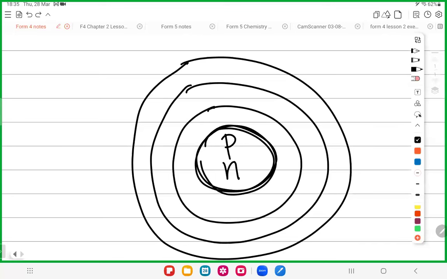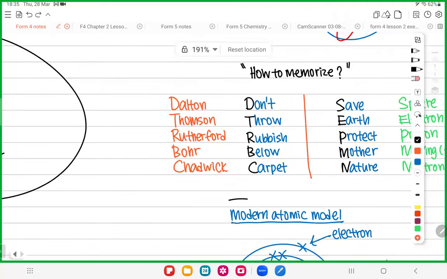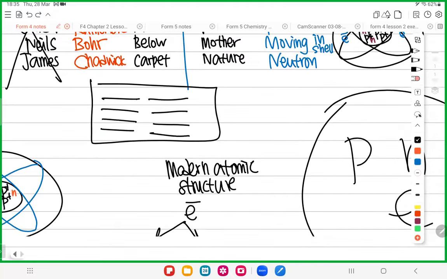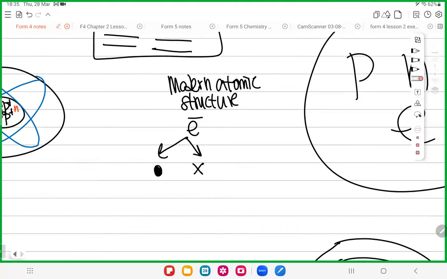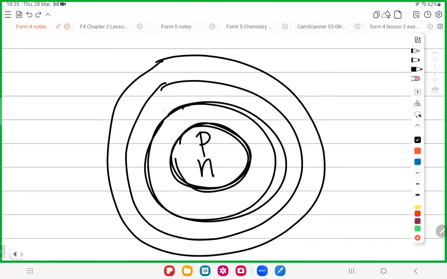How do we draw electron? Previously, we drew electron using an E, right? Now, we don't do that. In the modern atomic model, you can use two symbols to represent the electron. You can use a dot or a cross. For example, if I want to show two electrons here, you can put one dot, two dots, or one cross, two crosses. So we use a dot or a cross to represent the electron. Don't draw E anymore.